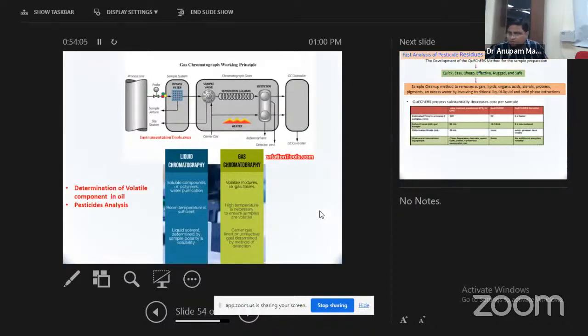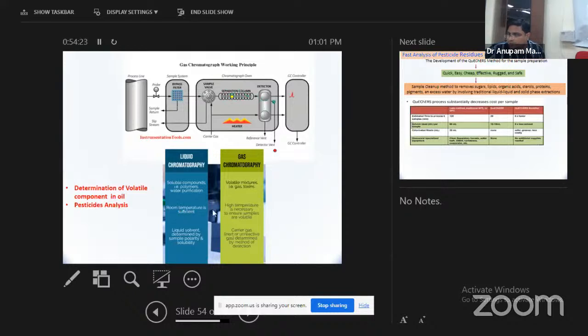Now coming to gas chromatography. The difference is that gas chromatography is used to determine volatile components in oil and in pesticide analysis. Liquid chromatography is for soluble compounds in polymers and water purification. And gas chromatography is for volatile mixtures and gas toxins.